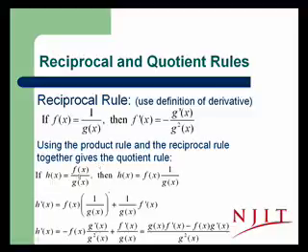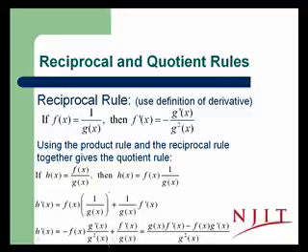If h of x is f of x over g of x, then we can write h of x is f times 1 over g of x. And so the derivative of h of x is the first, f of x, times the derivative of the second, 1 over g of x prime, plus the second, 1 over g of x, times the derivative of the first, f prime of x. Plugging in the reciprocal rule for the 1 over g of x derivative, we find minus f of x times g prime of x over g squared of x plus f prime of x over g of x.